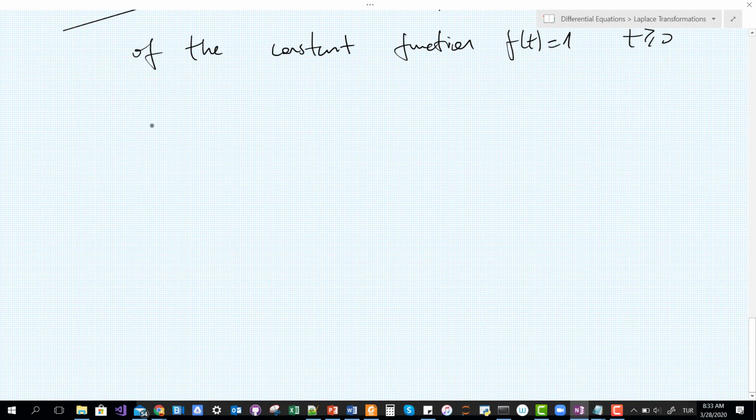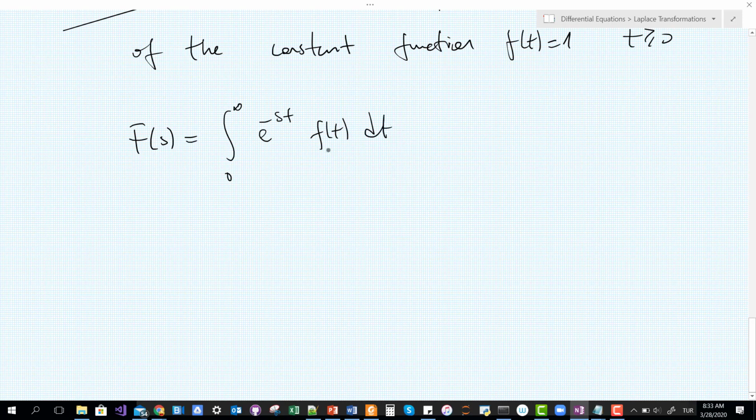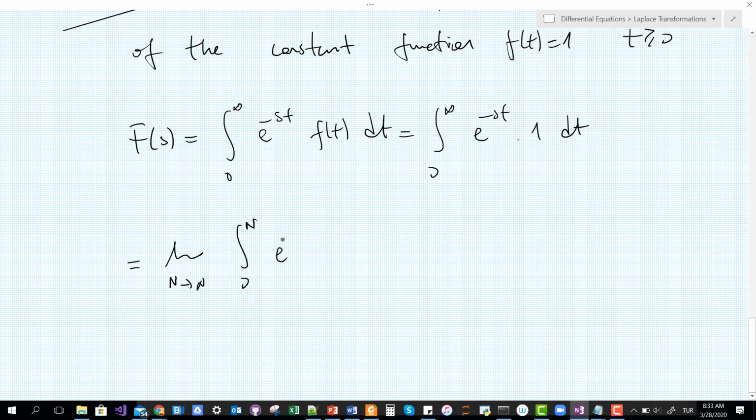Okay, what am I going to do? The Laplace transform of any given function should be defined in this way: 0 to infinity, e to the negative st, f of t, dt. What is my function here? It is just 1, a constant function. So e to the negative st times 1 dt. I should use the improper integral definition: limit when n goes to infinity, 0 to n, e to the negative st dt.